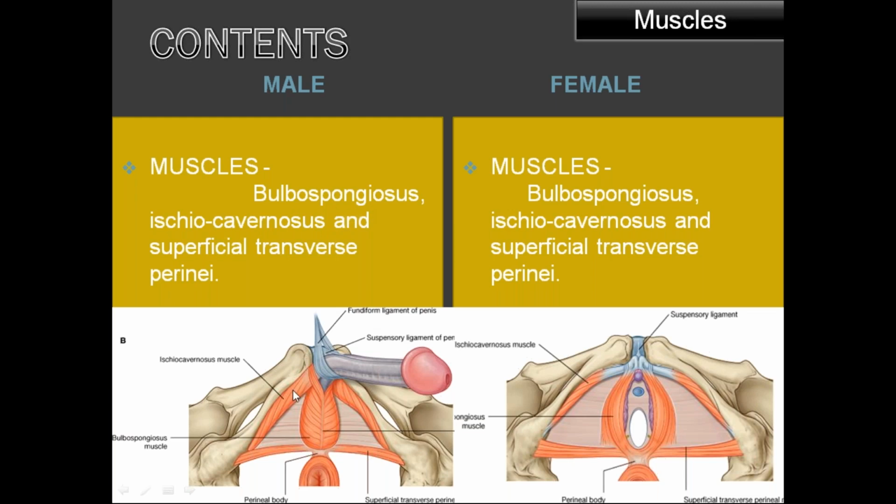Bulbospongiosus, ischiocavernosus, and superficial transverse perineae. So ischiocavernosus covering the corpora cavernosa. Bulbospongiosus covers the bulb of the penis, and superficial transverse perineae. Main difference is only one: bulbospongiosus here is united by fibrous raphe, here it encloses the urethral and vaginal orifice. Right? Next.